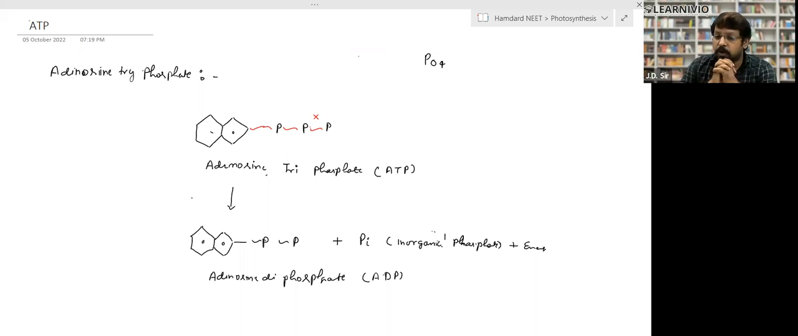So what is the difference between organic and inorganic compounds? Organic compounds are those compounds which are made inside the body of some living organism, or they are directly or indirectly produced by the living organism, right? So ATP is produced from the living organism. It cannot be produced by a non-living organism, right? So that's why this is called organic.